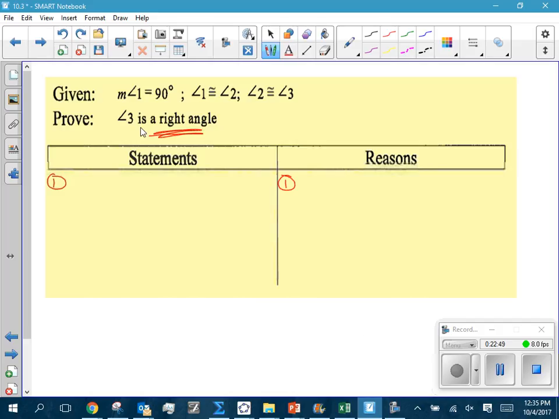Okay. It's going to be very important that we understand when we're trying to classify something. That's what they're trying to do here. Can you classify this angle as some type of angle? You're going to be looking at your definitions and thinking about which definition lets me say that. Okay. So let's go through and try to do it.